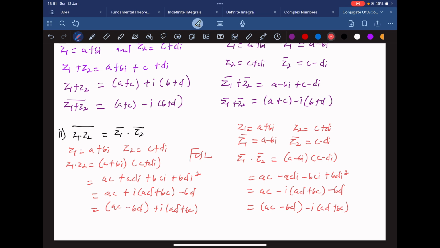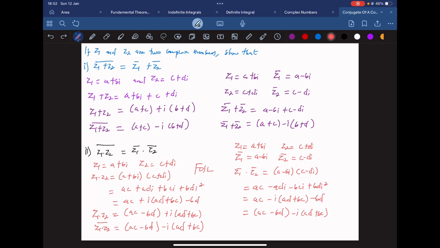Now the question is, are these two the same? Remember this one was the conjugate of z1 times z2, so we have to find the conjugate of the product. In doing that, we just have to change the sign to negative. So we have minus i, ad plus bc. So let's compare. Comparing that to this, clearly you can see that they are the same. So you've been able to show your answer. Okay, let's move on to the next question.